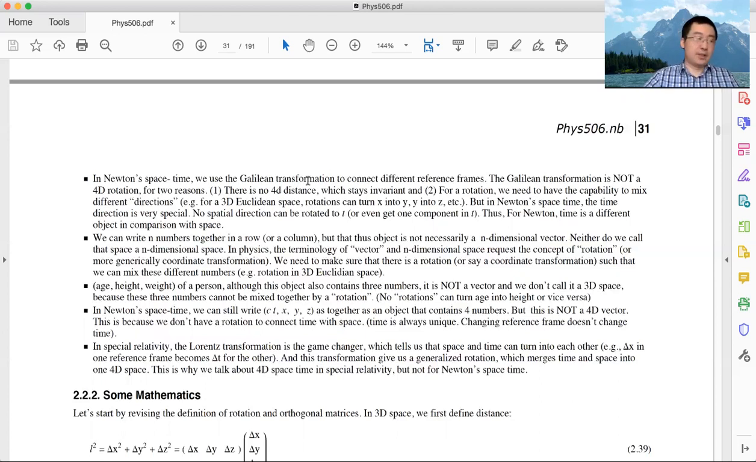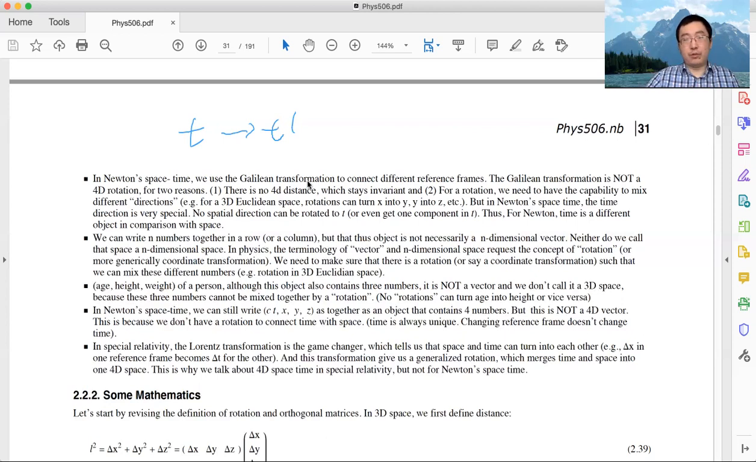The simplest way to realize that is to look at the time dimension. Time in Galilean transformation is always independent of space. Time always remains the same, no matter how you transform the reference frame. So Galilean transformation is not a rotation, because if you have a rotation, you need to be able to rotate one axis to another, say space to time. But in Galilean transformation, space can never be rotated to time, so that's not a rotation. And that is the reason why in Newton's mechanics we never talk about 4D vectors or 4D space.